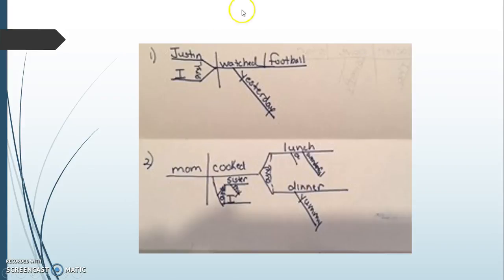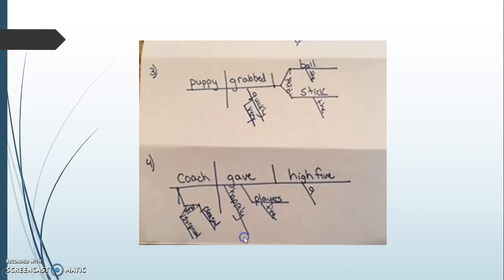And here are the first two answers. Justin and I watched football yesterday. This one only had an adverb in it. There's no indirect object. Mom cooked. Ooh, this one had two compounds, lunch and dinner. A something lunch, I can't read that. A wonderful lunch. My sister and I. I forgot the. Ooh, sorry about that. Anyhow, it should be the cookie, or the puppy, holy cow, very quickly grabbed the ball and the stick.